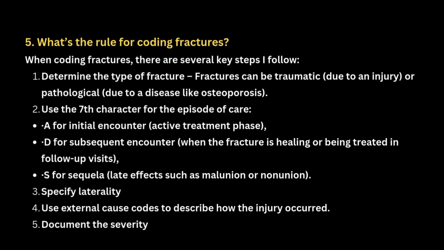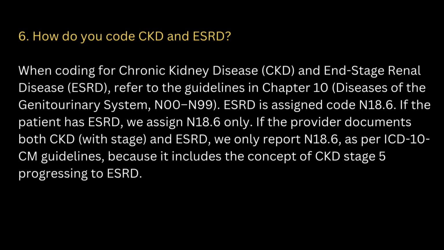What is the rule for coding fracture? Whenever we are coding for fracture, there are several steps we should follow. First of all, we should determine the type of fracture and then assign the 7th character based on the episode of care, whether it is initial, subsequent or late effect, and then you should know the laterality and check whether any external cause codes are involved in this, and finally you should check for the severity also.